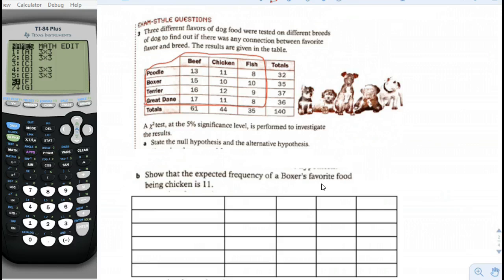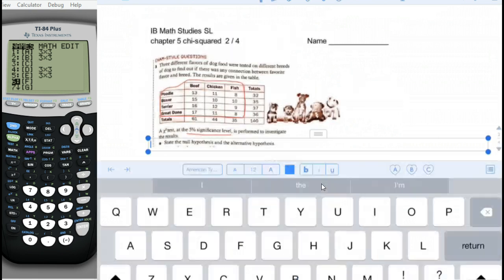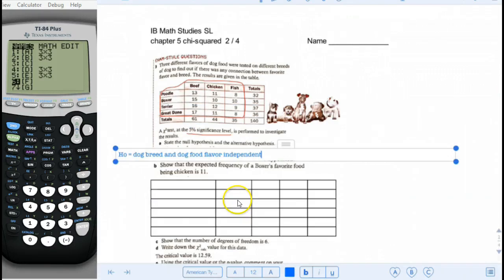A chi-squared test at the 5% significance level is performed to investigate the results. State the null hypothesis and the alternative hypothesis. Remember, the null hypothesis is that the two categories are independent. So basically we're saying dog food flavor and dog breed are independent. So the null hypothesis, H0, is that dog breed and dog food flavor are independent.